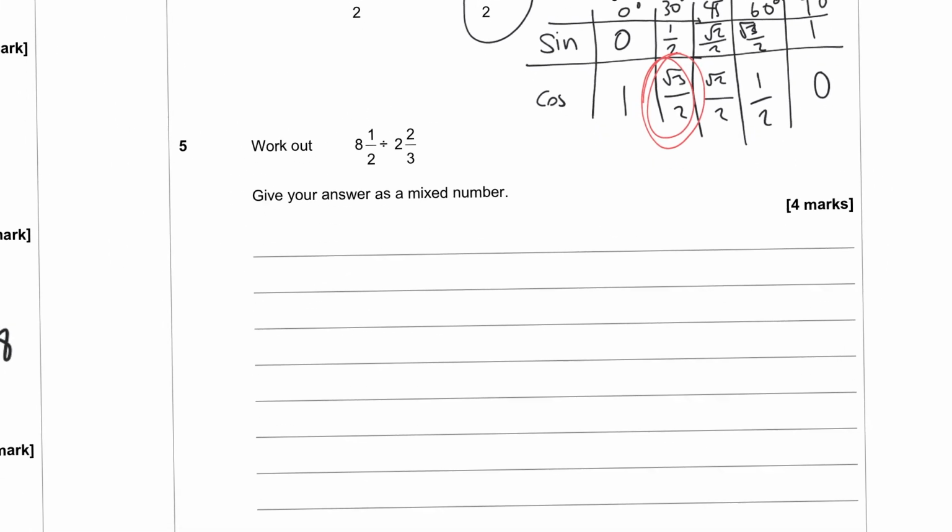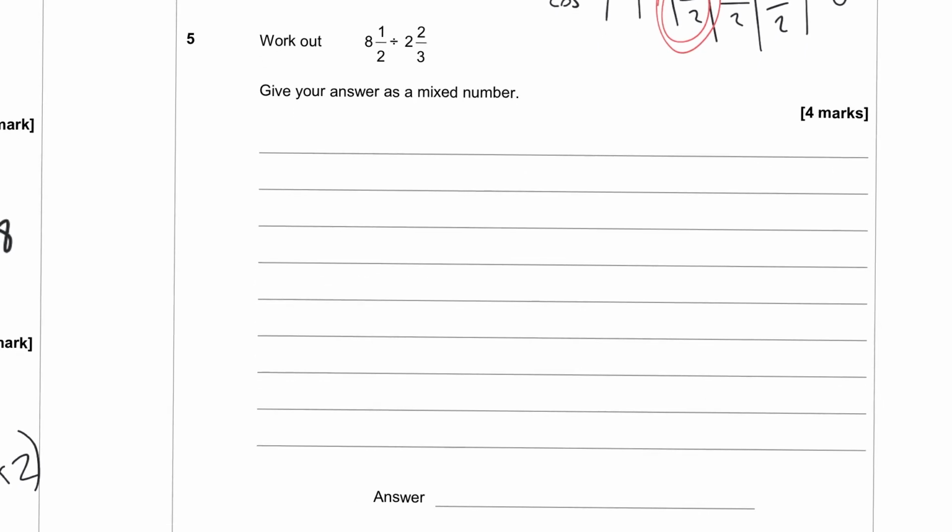Memorize the table. Okay, so looking at question 5, it's now got a division fraction question. I do have a video on fractions high up above if you want to refresh your memory on that. So we want to give our answer as mixed numbers. The first thing we're going to do is change them both to top-heavy fractions. So remember to change to top-heavy, multiply the big number by the denominator and add the answer of that to the numerator. So 8 times 2 is 16 plus the 1, which is 17. Denominator doesn't change.